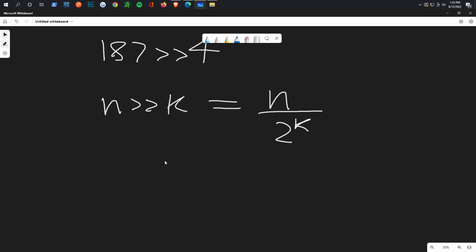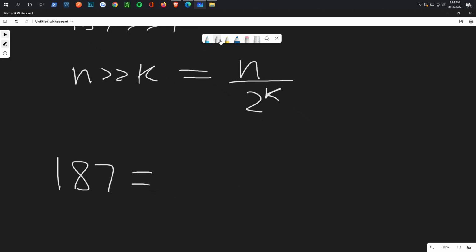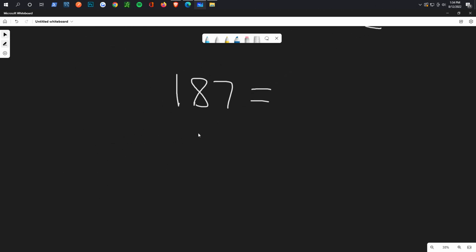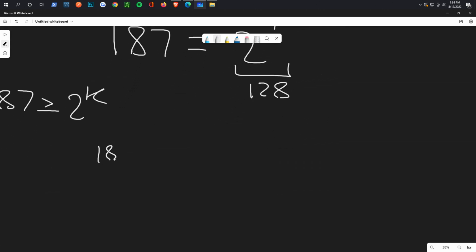So what we can do is use the same strategy as the other ones, like OR and XOR, and put this in terms of powers of 2. Remember we're looking for the biggest power of 2 such that this holds for 187. That would be 2 to the 7, which is 128. And now if we do 187 minus 128, we end up with 59.